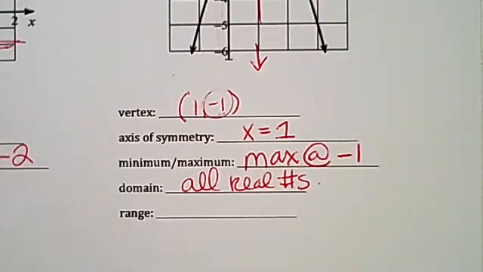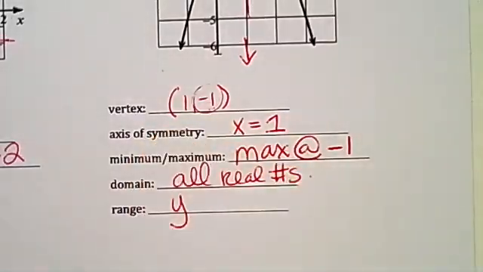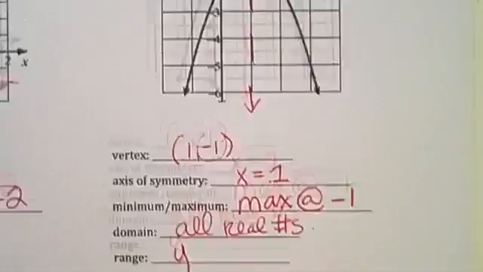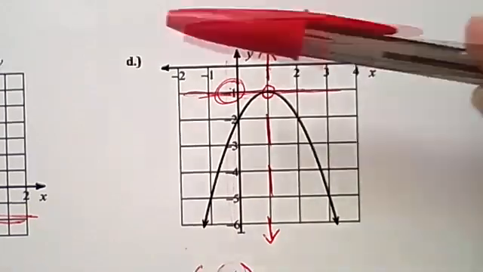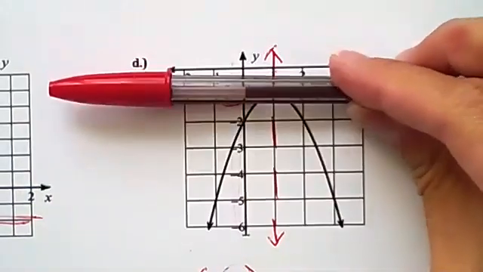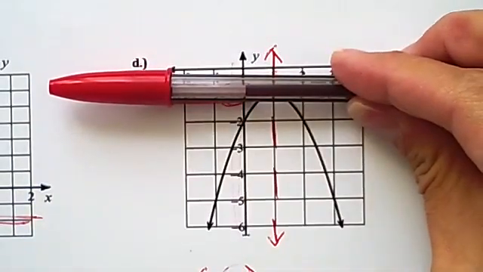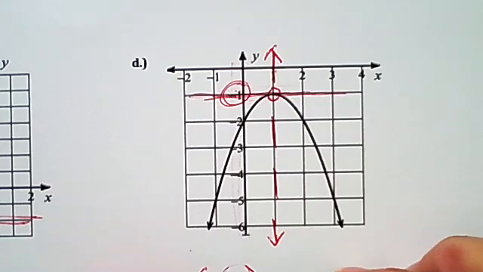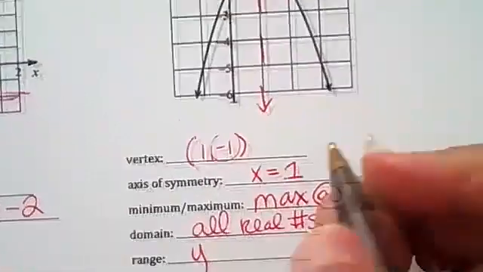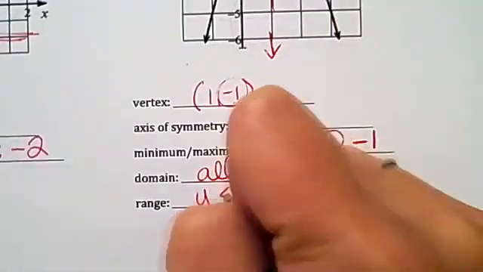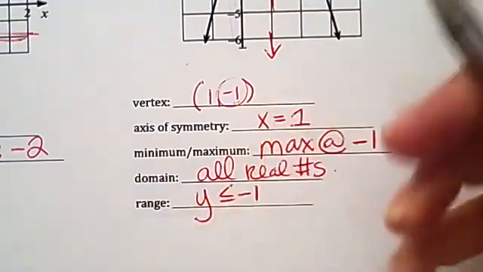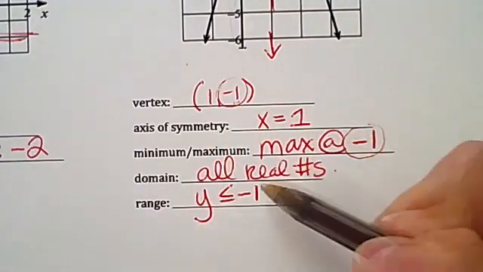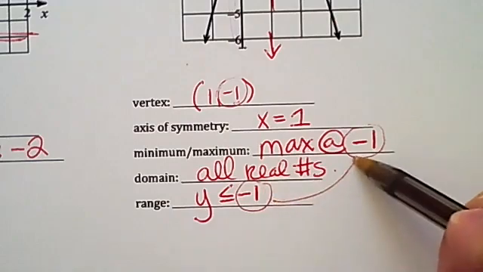Okay, and then last one, range. I know I need a y, then we have to determine, is it greater than, is it less than? So let's look at the picture. If this is my maximum, -1, is the graph below it, less than, or is it above it, greater than? It's below, so it's going to be less than or equal to -1. Now, when you're doing them, remember that your number here for maximum or minimum should match your number here for the range.